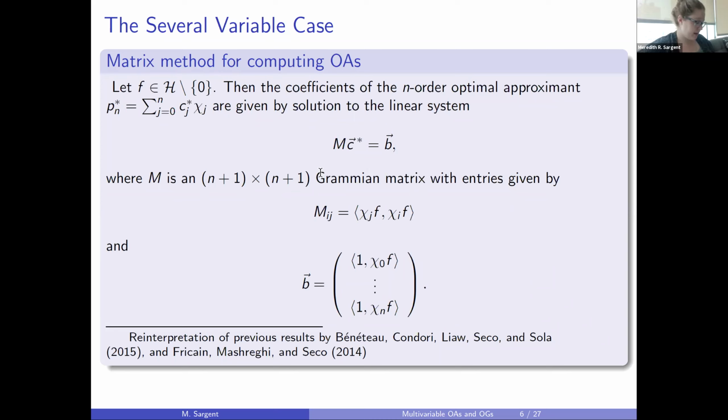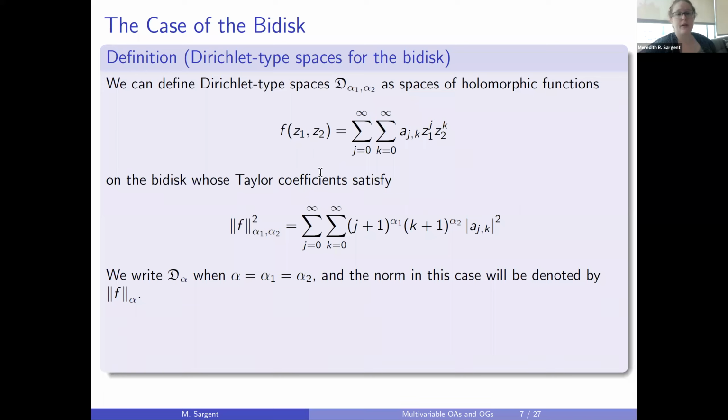It's really nice. It does allow you to compute things. In particular, we can look at a specific case of spaces. We'll look at Dirichlet-type spaces of the Bidisk. So Dirichlet-type spaces, this is one that includes the Bergman space right there. I'm trying to stay on theme.